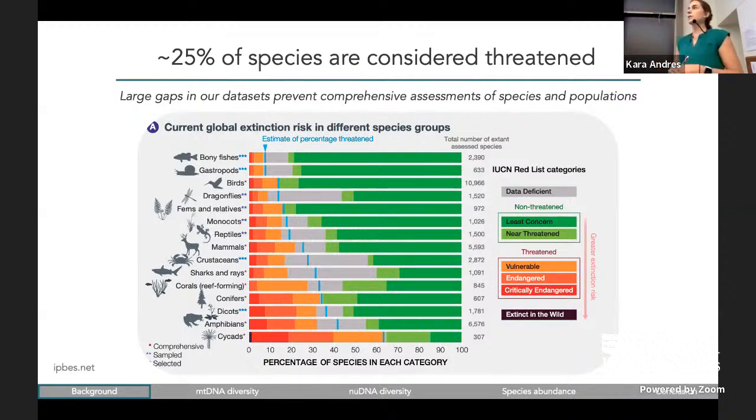This figure here is showing the percentage of species that are considered threatened according to the IUCN Red List criteria. And for the species for which we have adequate data, it's estimated that about 25% of species are considered threatened. But you can see in the gray segment of the bars within these taxonomic groups that there's plenty of species for which we just don't have enough data. And these data deficiencies can make assessing population trends and understanding the severity of this threat, as well as designing solutions to the biodiversity crisis, particularly challenging.